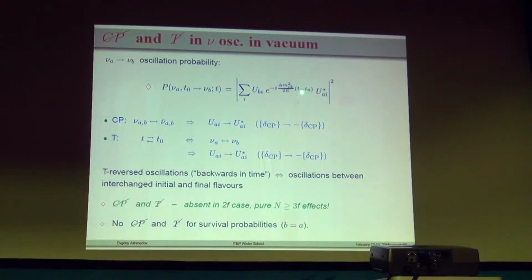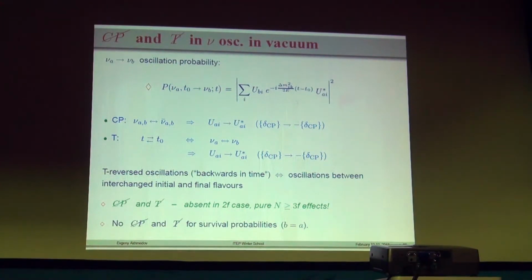Now, instead of the distance, here I have the difference of the times, t minus t0. Otherwise, it's the same formula which I discussed before. And I want to study what happens with this formula if I perform CP transformation or T transformation. Now, CP transformation takes particles into their antiparticles. For example, electron neutrino, left-handed, under CP transformation, goes into the right-handed electron neutrino.